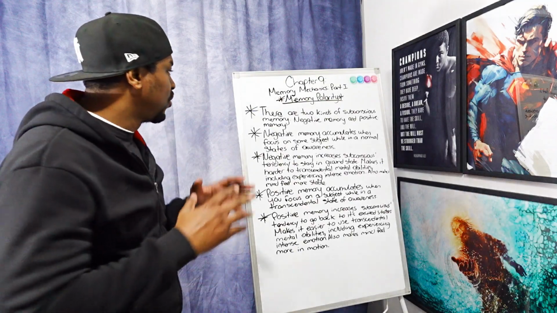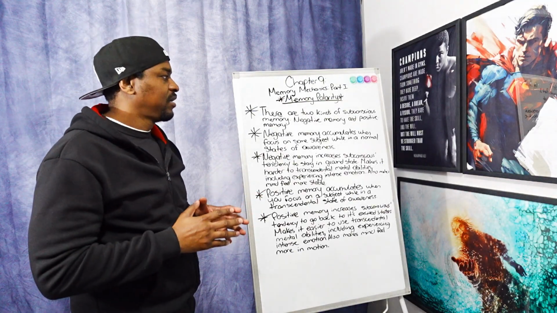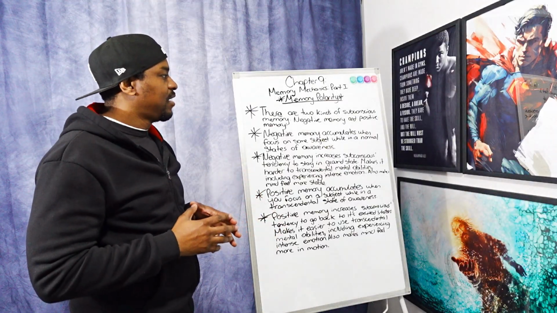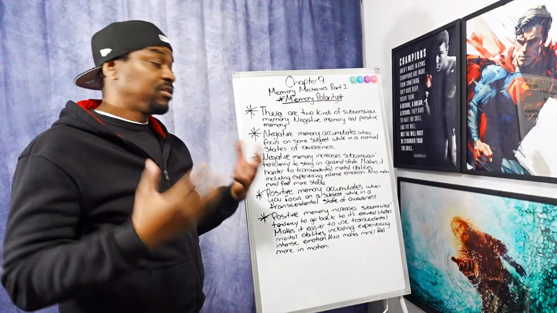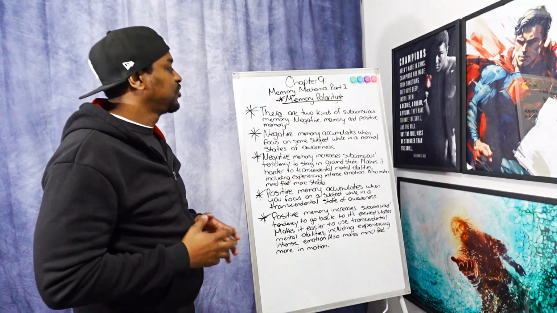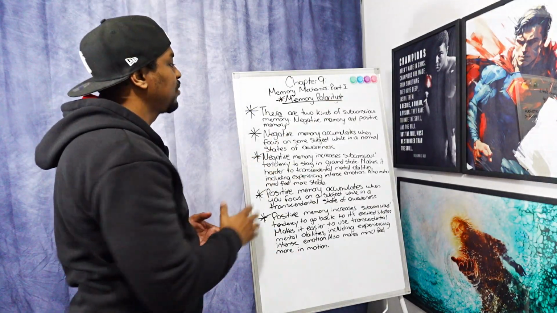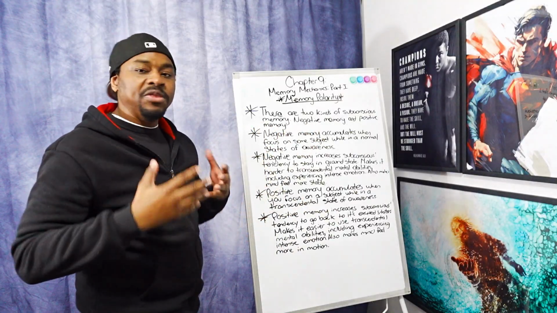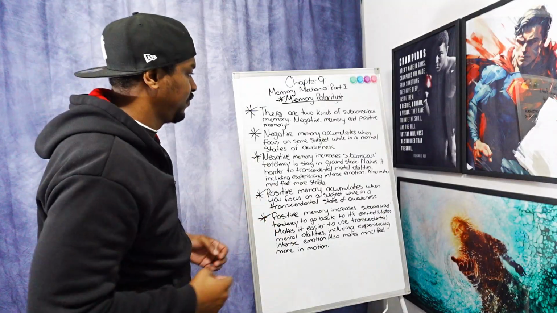All right, welcome back. So now we're going to talk about memory polarity. There are basically two different kinds of subconscious memory, which is exactly what I say here. I call them negative memory and positive memory.